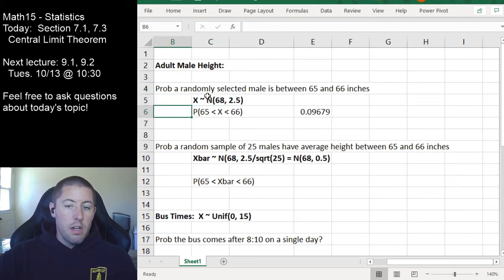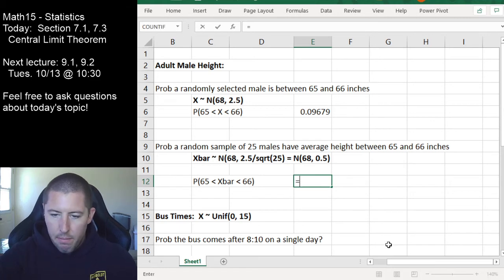The distribution of an individual is normal with a 68 average, 2.5 standard deviation. The distribution of the sample means, x bar, is normal. The average is still 68, but we get 2.5 divided by the square root of 25, which gives us 0.5. So this is now the distribution that I'm using to compute probabilities associated with samples of 25 adult males.